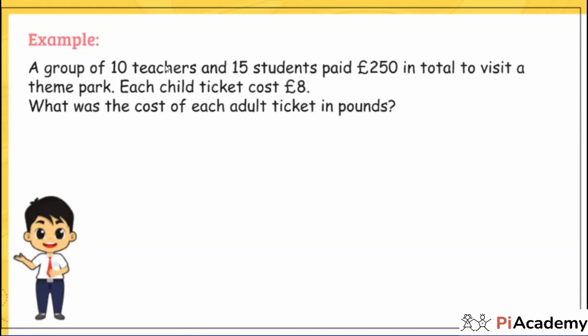Okay, so a group of 10 teachers and 15 students paid 250. So here you can find 10 teachers are there, 15 students are there, okay? And in total they are paying 250, right? And after that, you know that each child's ticket cost is £8, okay? So what is the cost of each adult ticket in pounds? They are asking you what is the cost of this, okay?